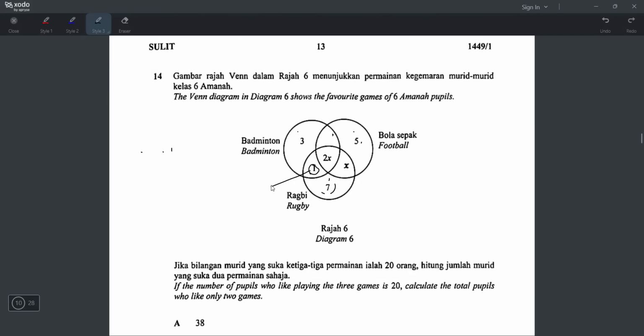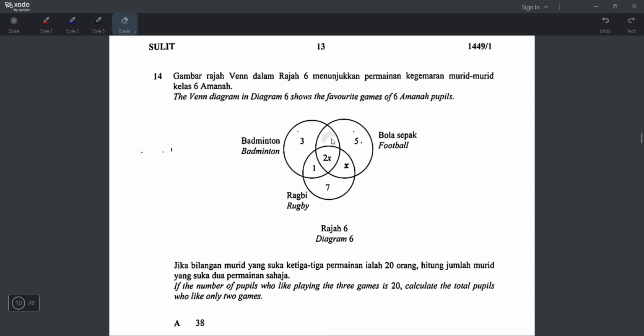Okay, then what about the one? The one is badminton and rugby only. Yeah, you have to mention the word only. Because the one, it has no football. It's badminton and rugby only. Okay, then the X will be football and rugby only.